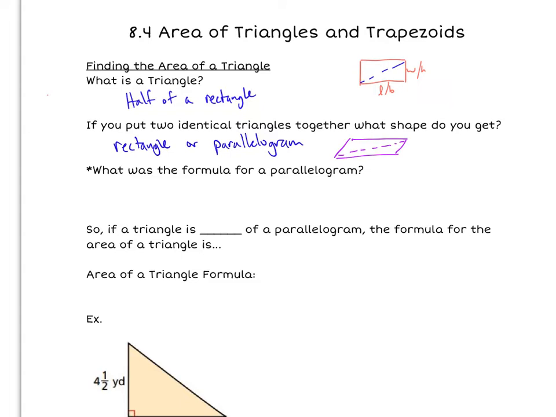So, thinking back to yesterday, what's our formula to find the area? We had area equals base times height. So if a triangle is 1/2 of a parallelogram, the formula for the area of a triangle is area equals 1/2 times base times height, or you could write it as area equals base times height divided by 2. They both do the same thing.